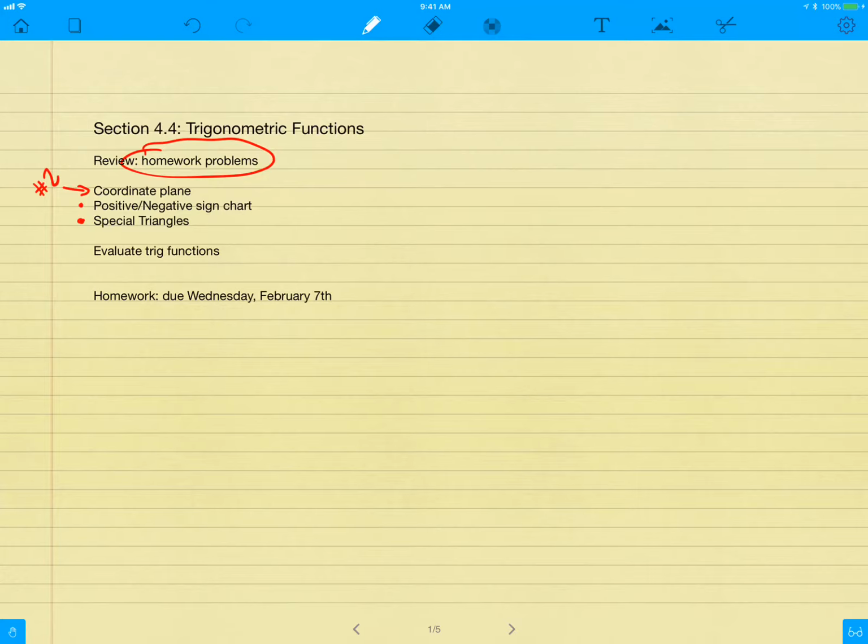Special triangles. You need to have that written on your property sheet as well. Now, the other problem that we're going to do one of is to evaluate trig functions. This one will require that you know how to do reference angles, you know how to do coterminal angles, all that good stuff.